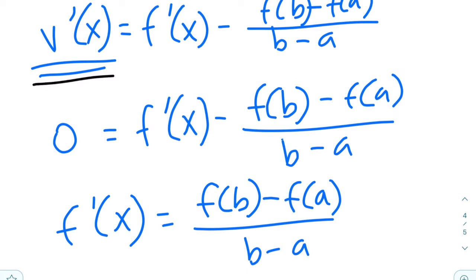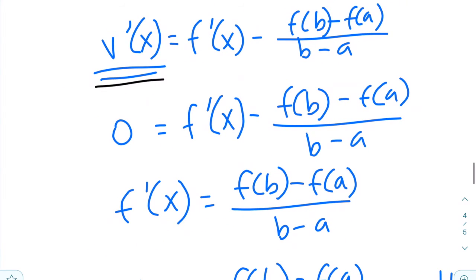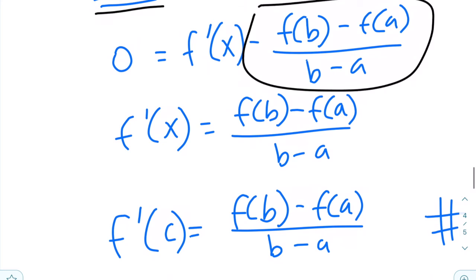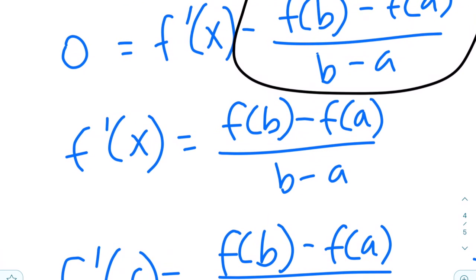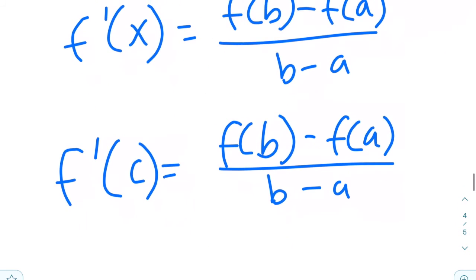Now, as we said before, the maximum value of v of x is where the slope of that point is going to be equal to the slope of that secant line. So let's set v prime of x to 0. And then, because this is minus, we can bring this to the other side. Essentially we get the equation f prime of x equals (f of b minus f of a) over (b minus a), where that point of x is c.